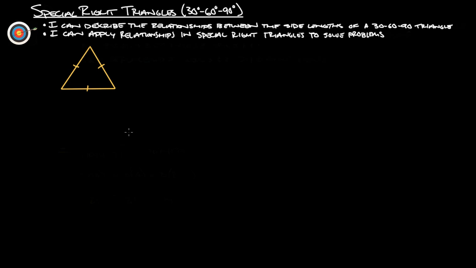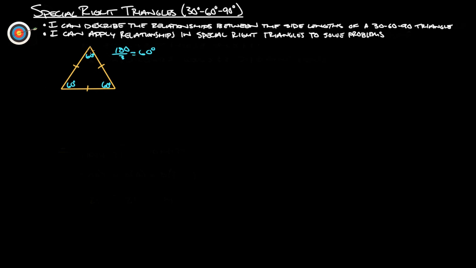So, first things first, here's where this 30, 60, 90 triangle is going to come in handy. If you have an equilateral triangle, we know that all these angle measures have to be 60 degrees, right? Because it's equilateral. All the sides are the same and all the angles are the same, because if we take 180 divided by 3, we get 60. So all these angles have to be 60.